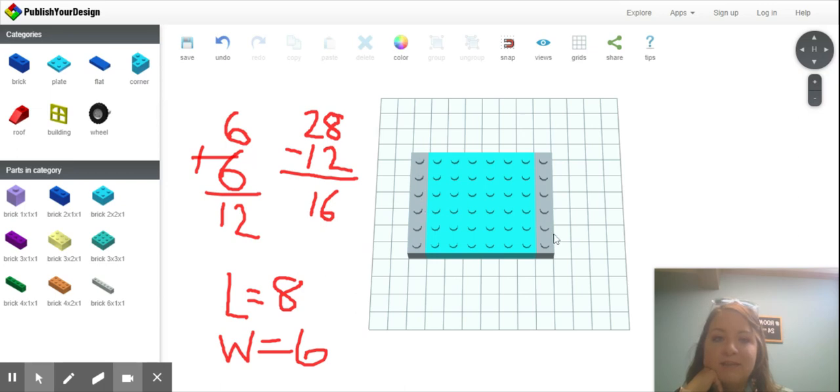1, 2, 3, 4, 5, 6. Yes. And this side is also 6. And then my lengths should both be 8. 1, 2, 3, 4, 5, 6, 7, 8. And this is also 8.